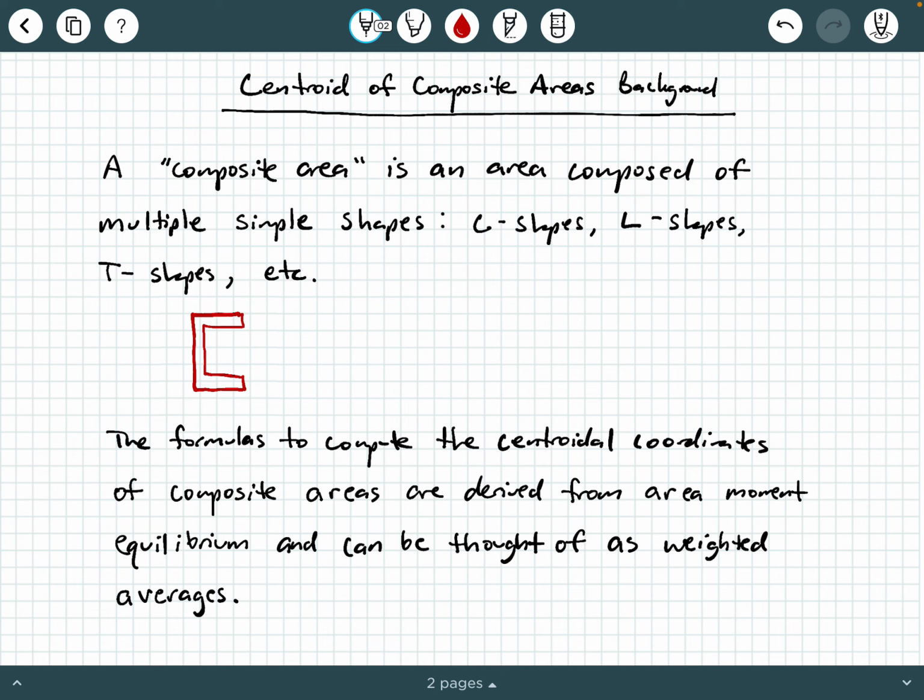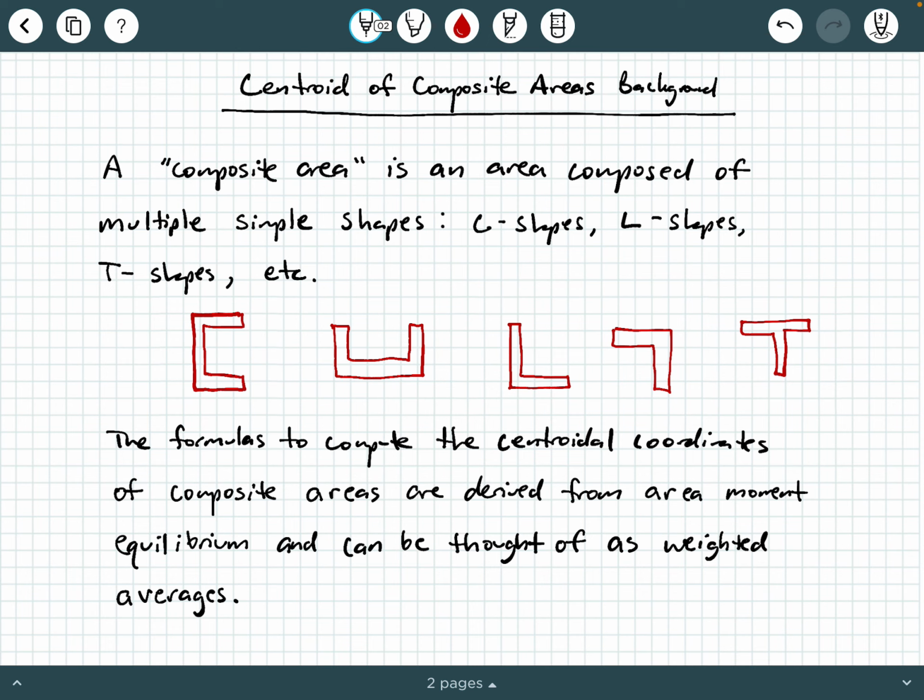Now this could be any orientation. It could be flipped on its side and it may look more like a U shape. What about L shapes? Well, an L shape may look just like an L, but of course it could be flipped on its side or oriented a different way. And then of course T shapes or inverted T shapes. So we have the classic T shape or some other inverted orientation of this.